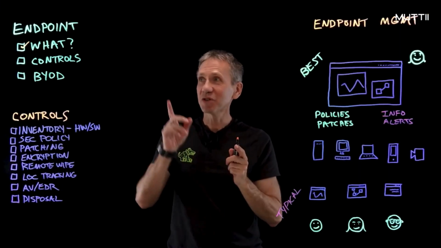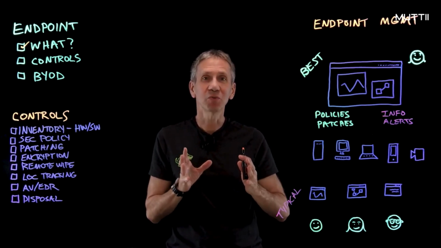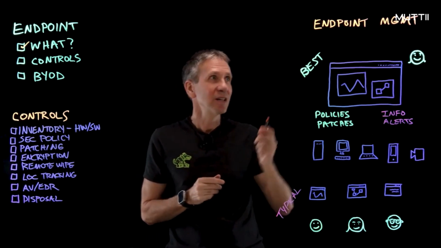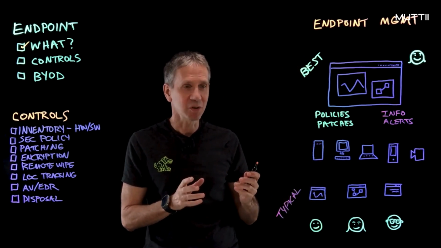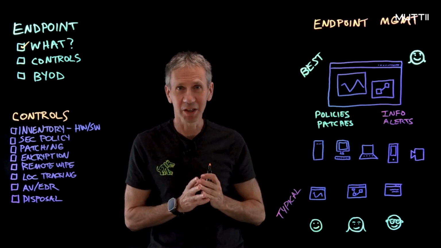Okay, we just talked about what is an endpoint. Now we're going to talk about what are the security controls that we need to put on those endpoints in order to make them secure. So let's talk about endpoint management systems and how we operate these things. The typical practice we'll start with, and then we'll move to the best practice.